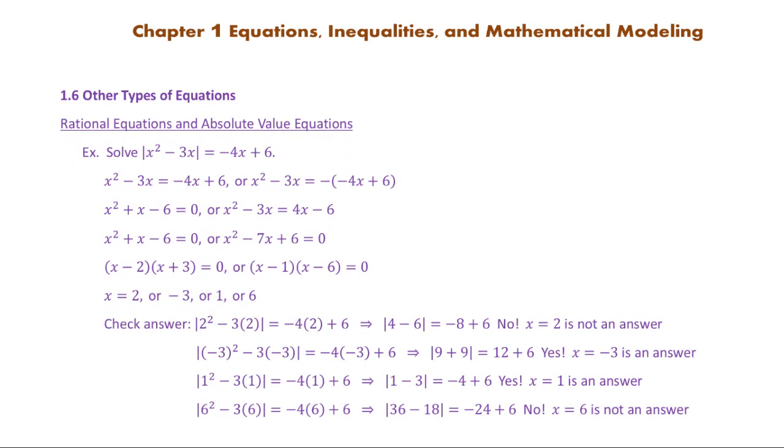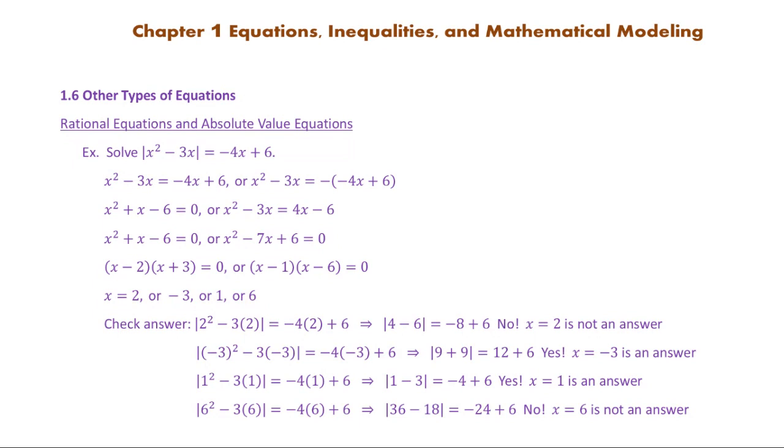x equal to 1, plug in 1 for x in the original equation. We get the absolute value of 1 squared minus 3 times 1 on the left, equals negative 4 times 1 plus 6. 1 squared is 1, 3 times 1 is 3, so we get the absolute value of 1 minus 3 on the left. Negative 4 times 1 is negative 4, so negative 4 plus 6 on the right, which is 2. 1 minus 3 is negative 2. When you take the absolute value of negative 2, you get 2 also. So the left hand side and the right side are both 2. So that's true. So x equal to 1 is indeed a solution to the original equation.